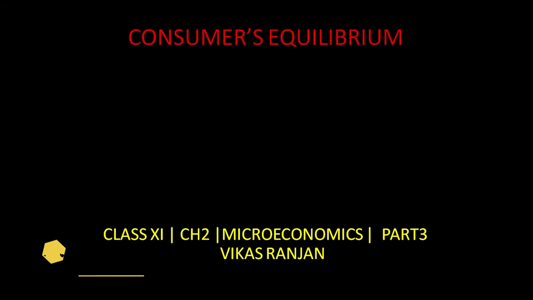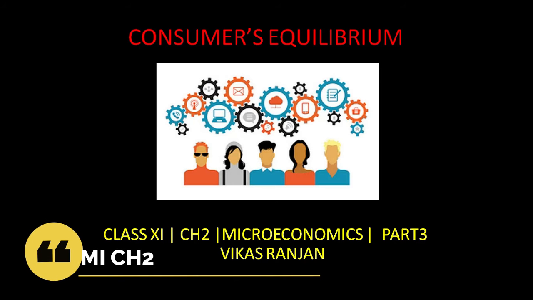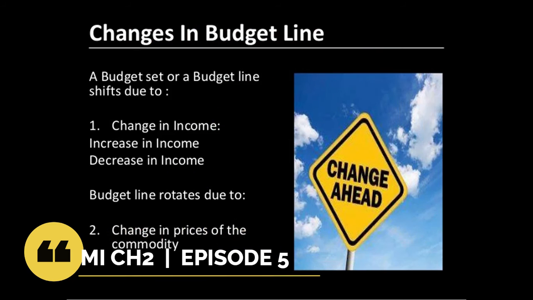Welcome back to the third video from our chapter 2, Consumer's Equilibrium. Yesterday we have seen how the budget set and budget line are drawn, and what a budget set and budget line are. We have also seen the slope of the budget line, and today we will see changes in the budget line.